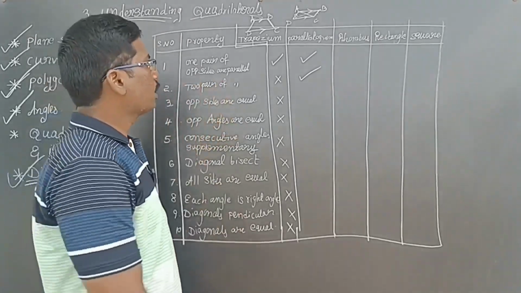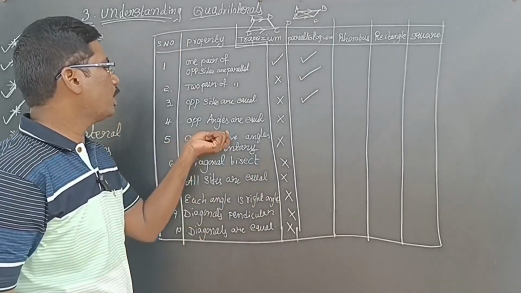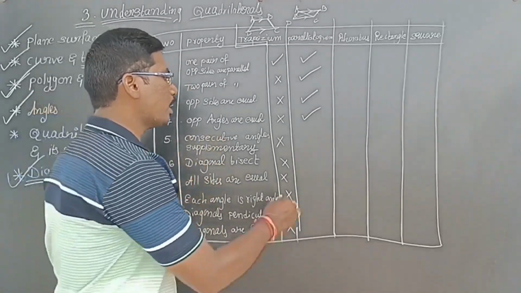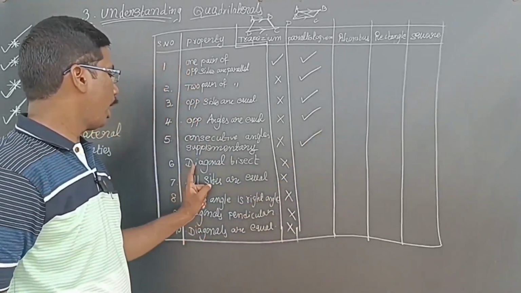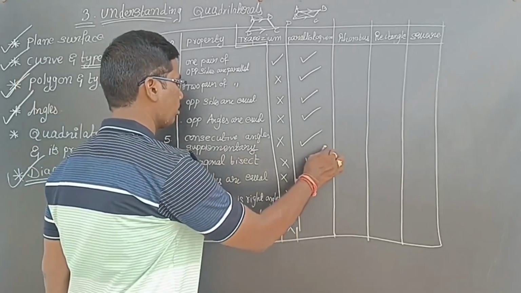Opposite sides are equal. Yes, AB is equal to CD and AD is equal to BC. Opposite angles are equal. Yes, it's also correct. Consecutive angles are supplementary. Adjacent angles are supplementary. Yes. Diagonals bisect, so diagonals are bisecting each other. Yes.